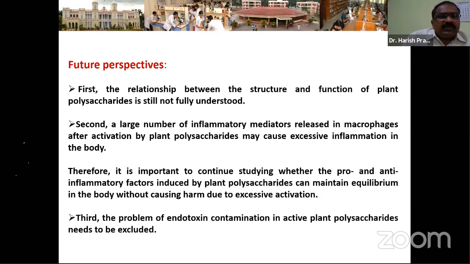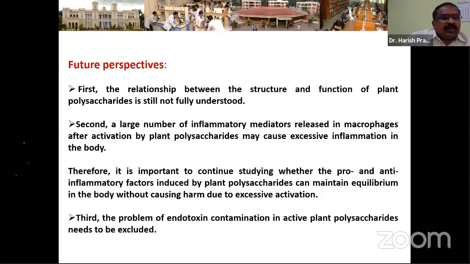Second, inflammation or inflammatory mediators released in macrophages: not all plant polysaccharides have a very mild inducing effect. They may lead to excessive inflammation in the body too, so it should be thoroughly studied before we administer it as a therapeutic immunomodulatory agent. Again, we know we have to balance pro- and anti-inflammatory factors, and even plant polysaccharides have worked out as anti-inflammatory factors, especially in cancer therapy.